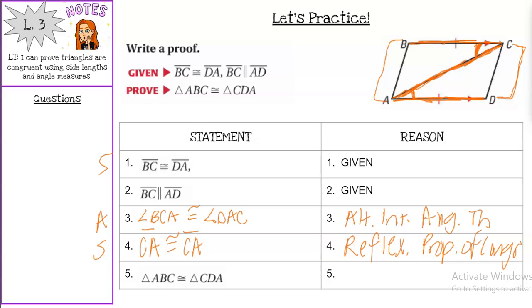So now we have shown that two sides and the included angle of one triangle are congruent to two sides and the included angle of a second triangle. So we can say our two triangles are congruent by the side-angle-side congruence postulate.